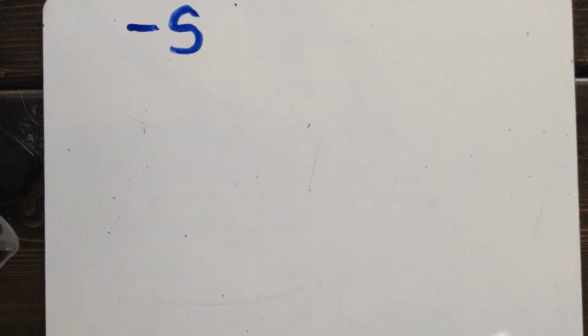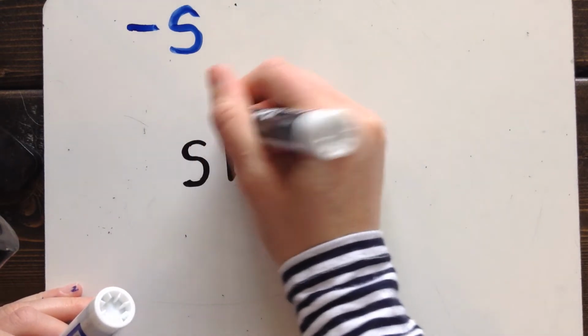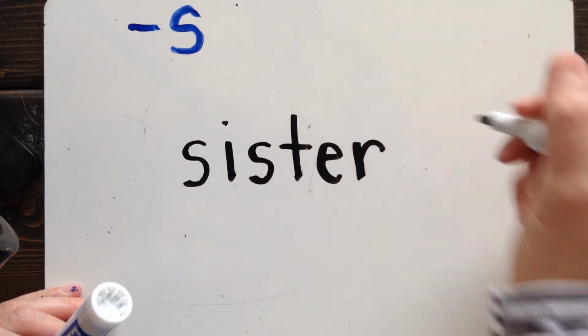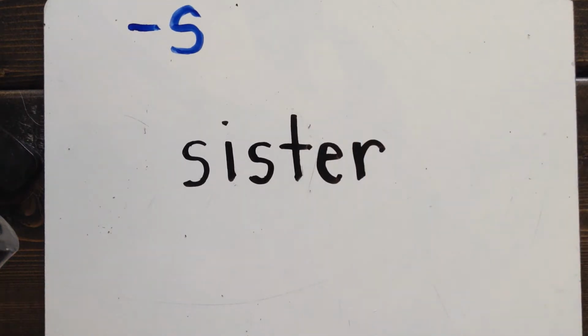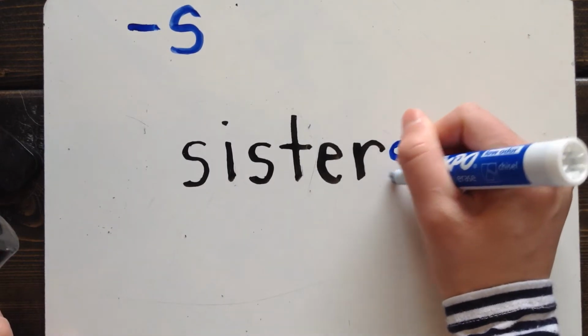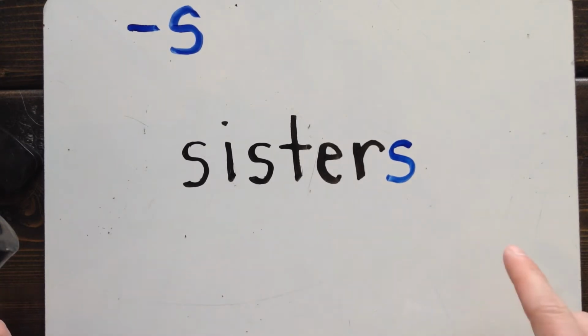Here's another example. A noun does not always refer to a thing. Sometimes a noun can be a person. This is the word sister. When you see sister, you think of one person. Maybe if you're talking about 2 of your sisters or 3 of your sisters, and there's more than one sister, you would need to add an s. That lets people know that now you're talking about more than one.